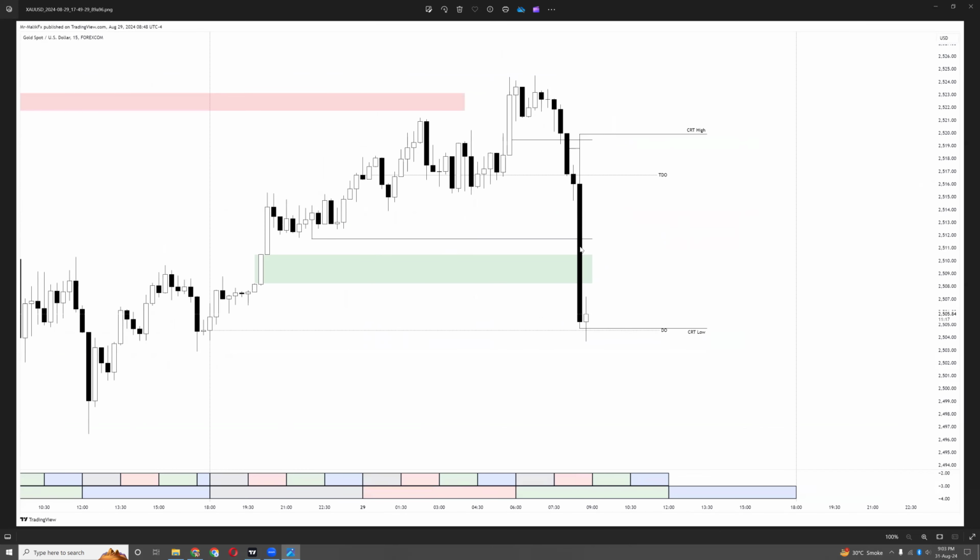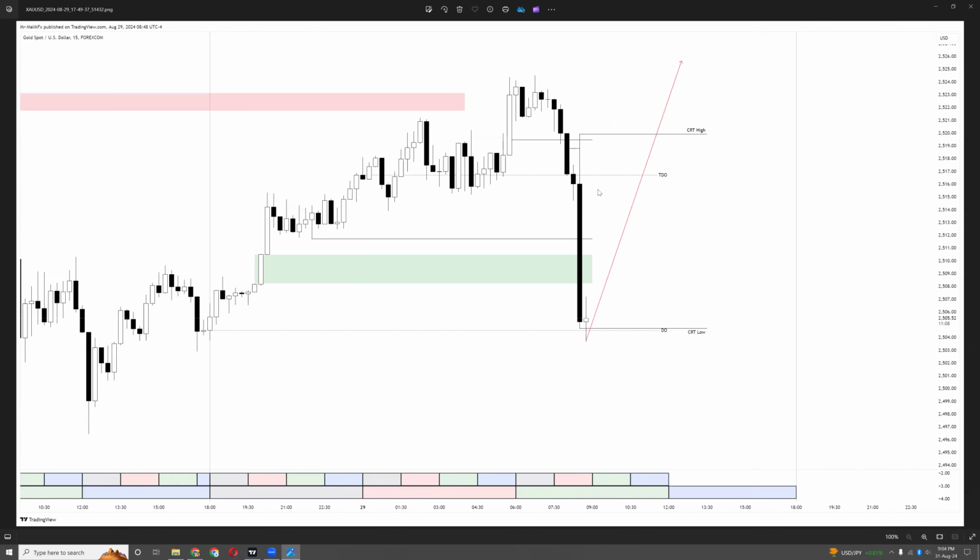And I waited all the way down for this 15-minute candle to print, a huge downward candle. And this was my CRT. As you can see, CRT low, CRT high. After the CRT low was swept, I executed a long trade and my target was this buy side liquidity.